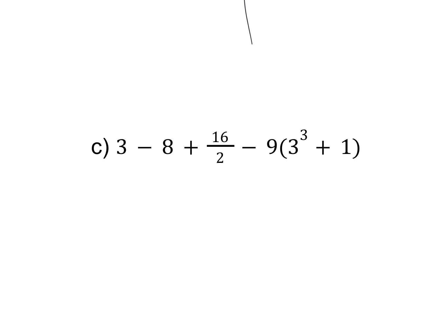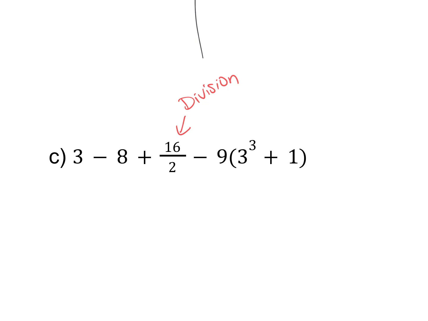The next one, there's a lot going on. Let me ask you, what does this part right here mean? 16 over 2. Well, that means division. Another thing to note, sometimes people don't remember how to type this in your calculator. It's called a caret button. It looks like a little up arrow, and it's right above that x squared that you just used. And so when you would type this in, you would type it in as 3 caret 3.